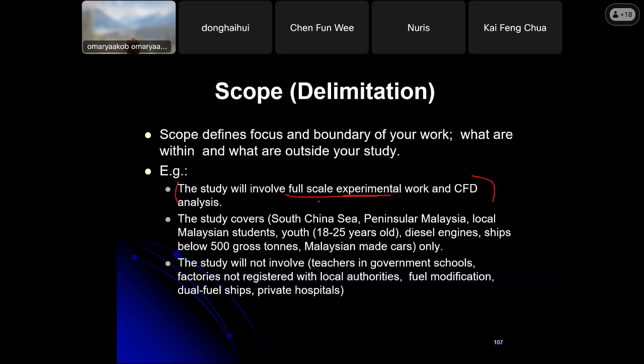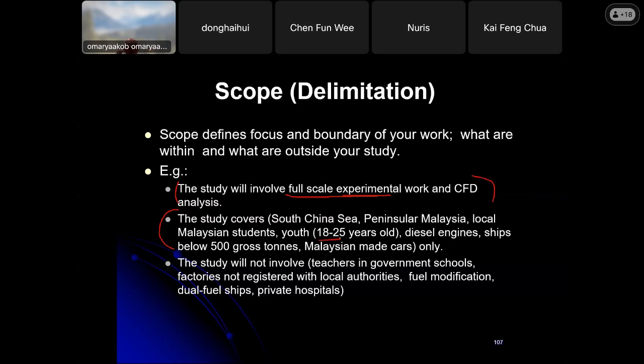So like this, for example, the second part, examples of what is included. The study covers South China Sea. The study covers Peninsular Malaysia. The study covers local Malaysian students. Study covers youth 18 to 25 years old. Because you say you study about youth, people say, how old are these youth? Youth is defined up to 40 years old. But you want to scope it. Scope it means to boundary it only to 18 to 25 years old.